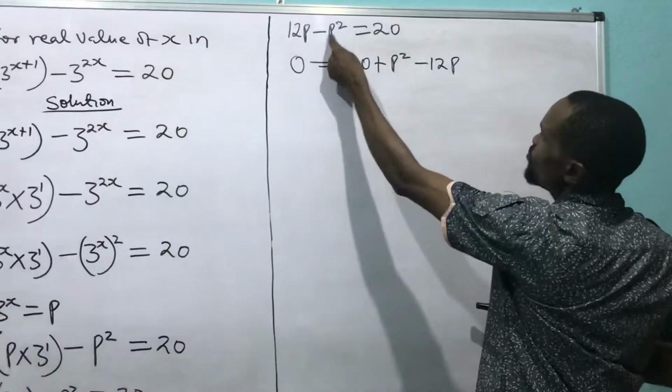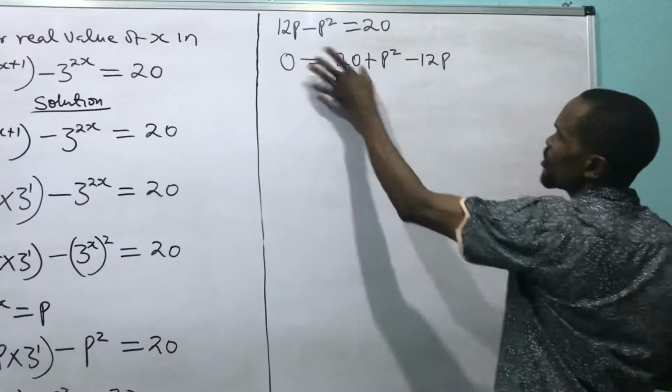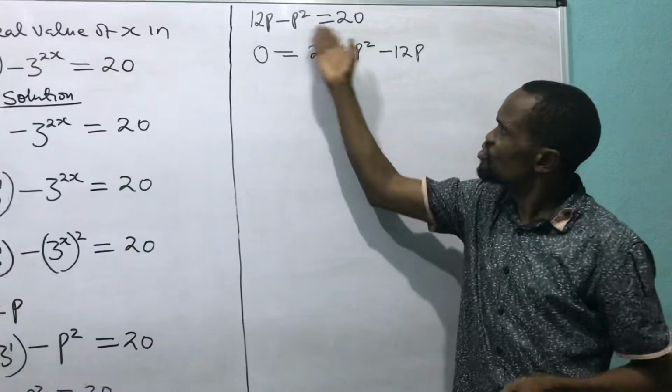I take this one over here, it becomes plus. I take this one over here, it becomes minus. What remains here is 0. Nobody's there. This is the two sides of the equation.